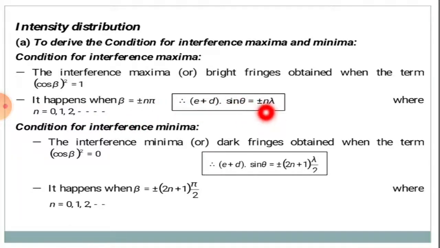Here n is equal to 1, it gives the first order maxima. N is equal to 2, it gives the second order maxima. N is equal to 3, it gives the third order maxima and so on. When n is equal to 1, the path difference is lambda. That is, when the two waves travel with a lambda path difference, the two waves interfere constructively. As a result, we will get maximum intensity.